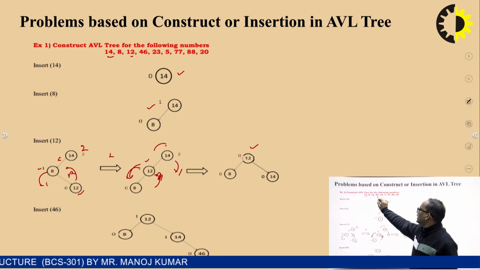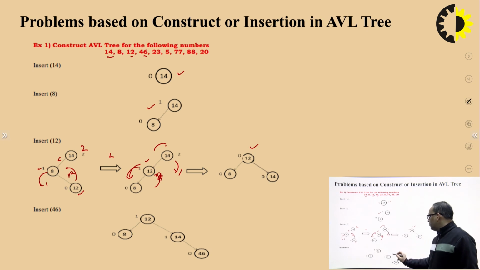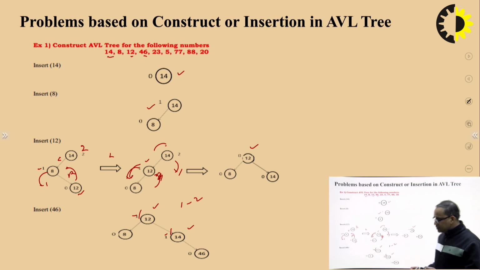Now we will insert the next value. The next value is 46. 46 is greater than 12, so it will be inserted in the right subtree of 12. Again, 46 is also greater than 14, so it goes to the right of 14. After inserting 46, the tree will be this. Now the balance factor of 46 is 0, the balance factor of 14 is minus 1, and the balance factor of 12 will also be minus 1, because the height of the right subtree is 2 and the height of the left subtree of 12 is 1. So the balance factor will be 1 minus 2, which is minus 1. Again, this tree is balanced up to here.